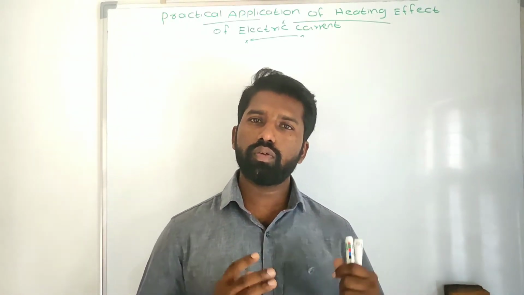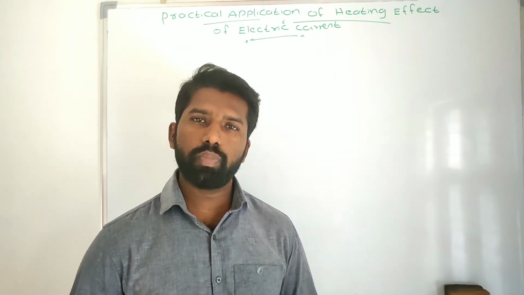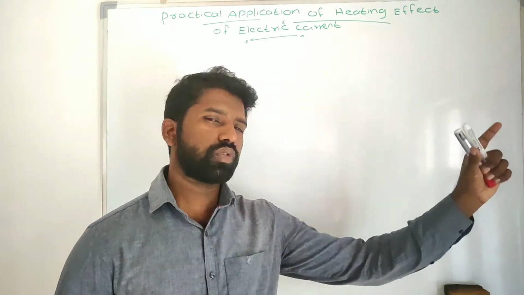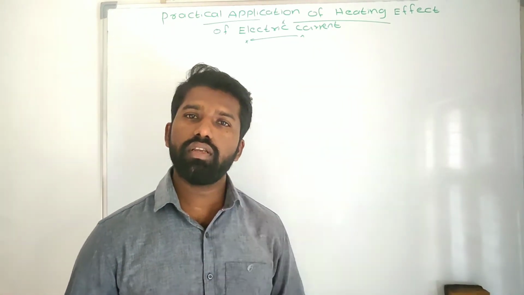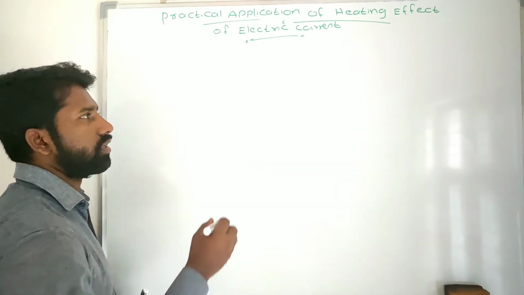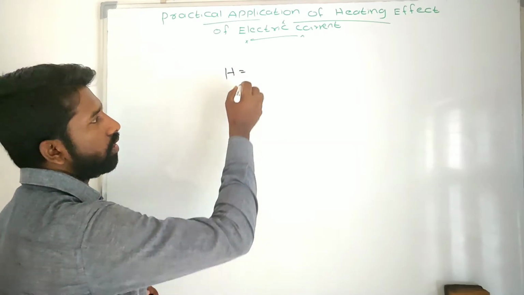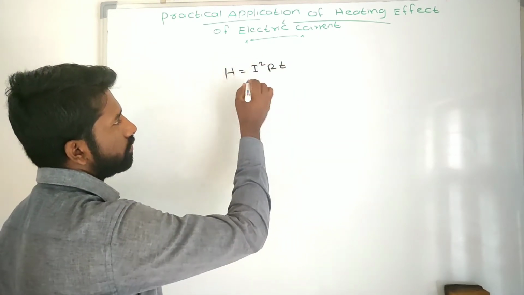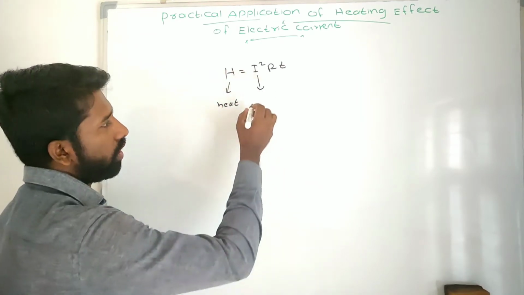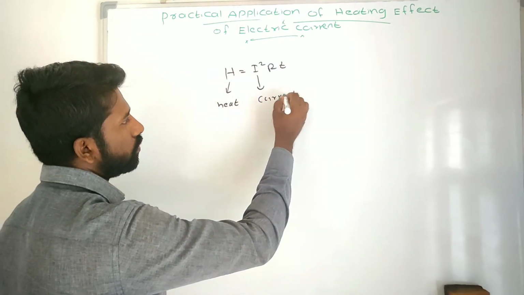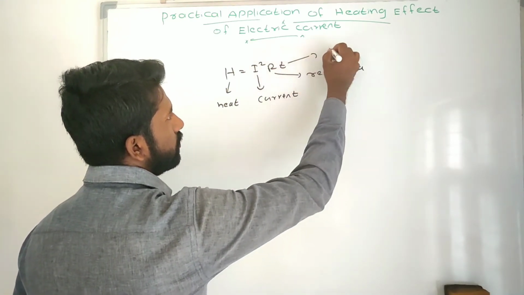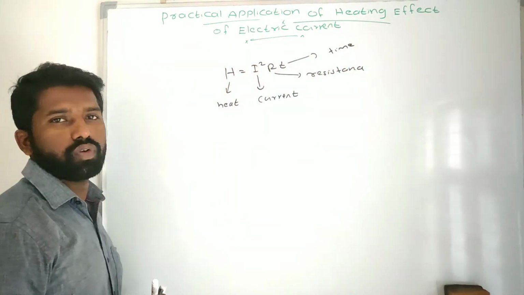In this video, I am going to discuss the practical application of the heating effect of electric current. When current flows through a conductor, it produces heat. That is the heating effect of electric current. Based on Joule's law of heating, the amount of heat is equal to I squared R T, where H is the heat generated, I is the current flowing through the conductor, R is the resistance of the conductor, and T is the time for which the current flows through it.